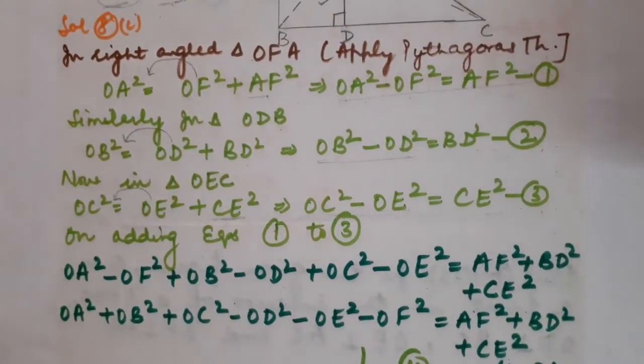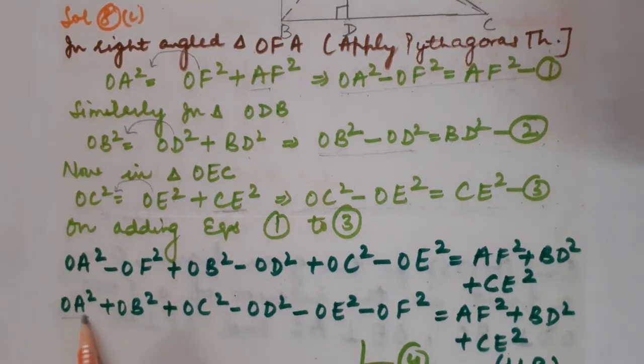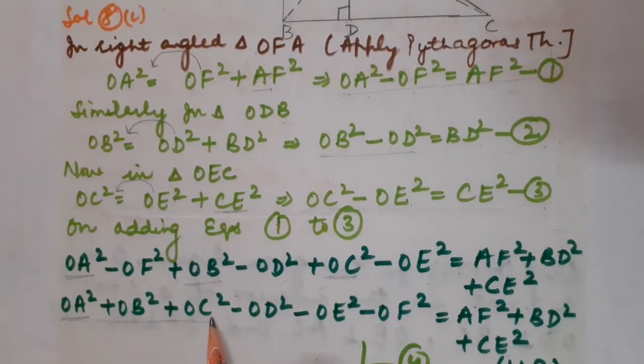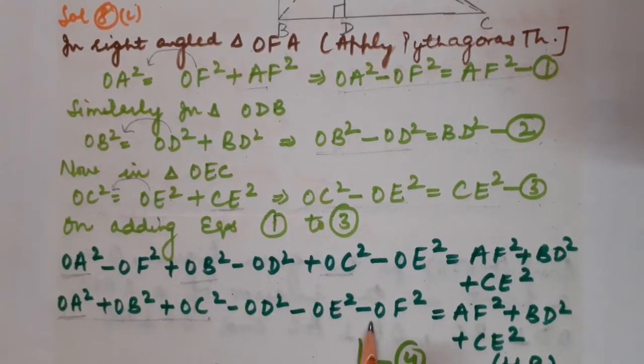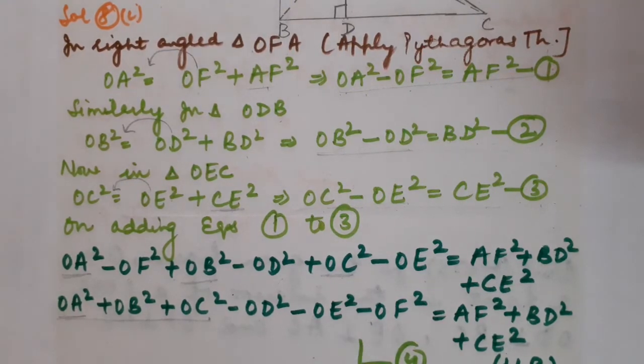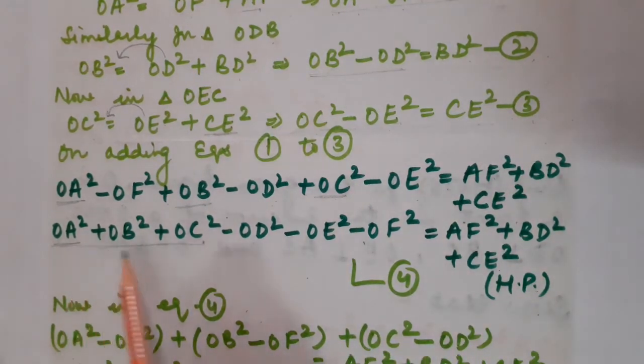Now what changes I have to make in left hand side? Here I have to keep OA square plus OB square plus OC square all together, and then the rest of the side with minus sign all together, that is minus OD square minus OE square minus OF square. Got it? So ultimately, hence proved. Clear? So whatever we have proved in part number 1, let us consider it as equation number 4.